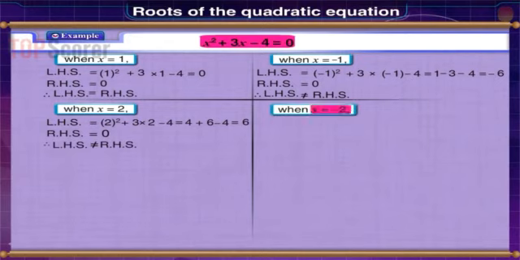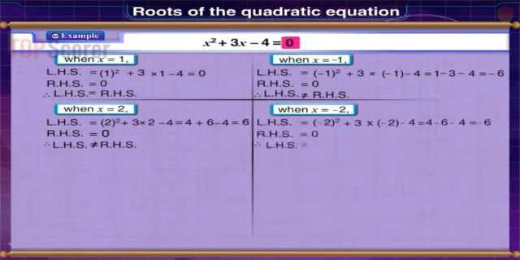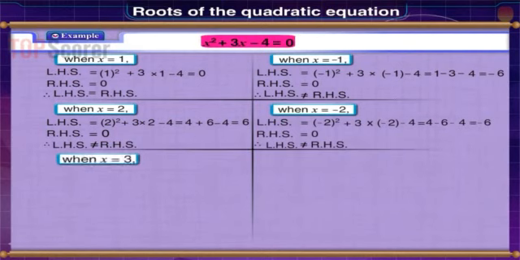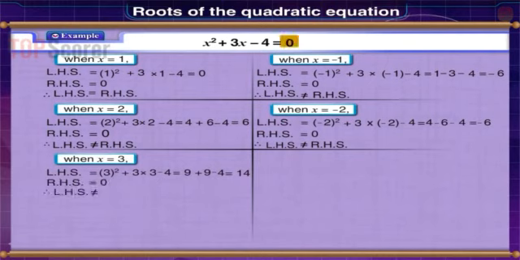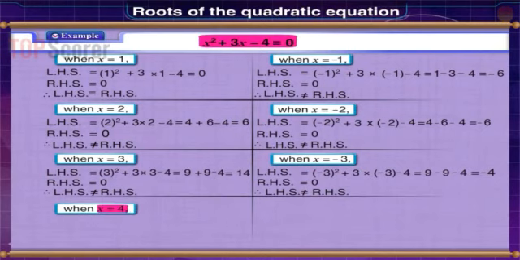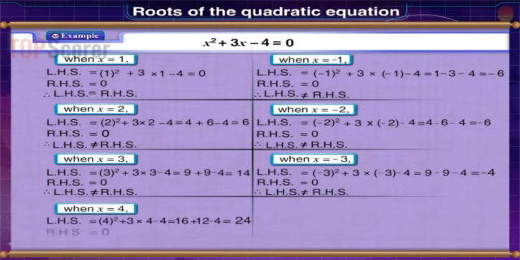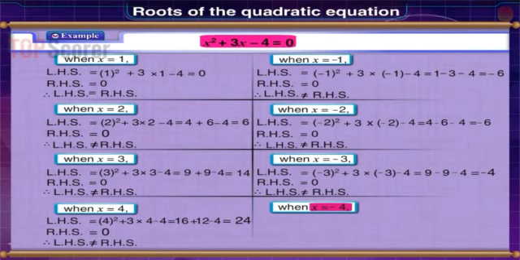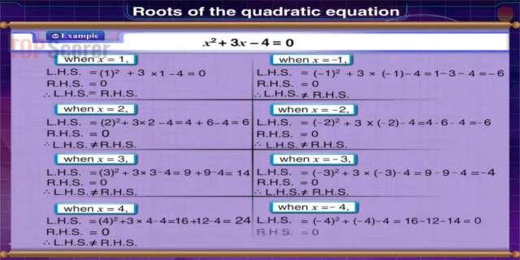No. Left-hand side is not equal to right-hand side. By substituting x is minus 2, the left-hand side is minus 6. It is not equal to right-hand side. When x is 3, left-hand side is 14. It is not equal to right-hand side. When x is minus 3, left-hand side is minus 4. It is not equal to right-hand side. When x is 4, left-hand side is 24. It is also not equal to right-hand side. When x is minus 4, left-hand side is 0, which is equal to right-hand side.